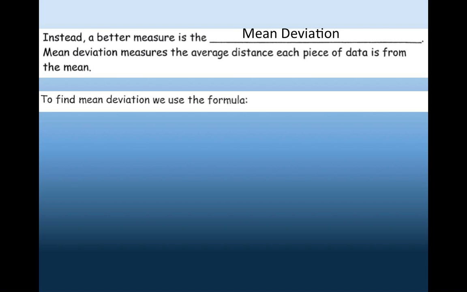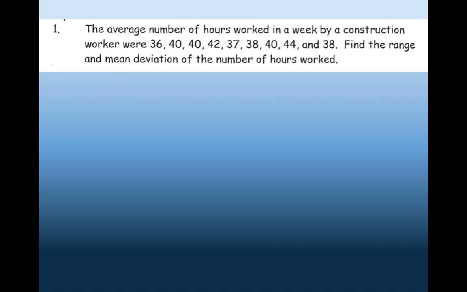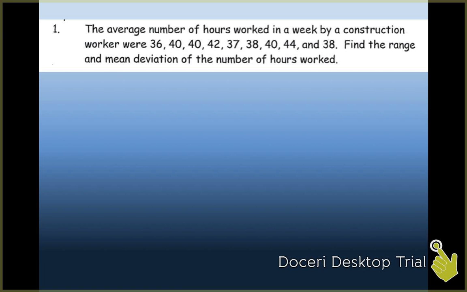Looking at the first example here, it says the average number of hours worked in a week by a construction worker were 36, 40, 40. We're actually going to change one of those. Change that second 40 to a 45.